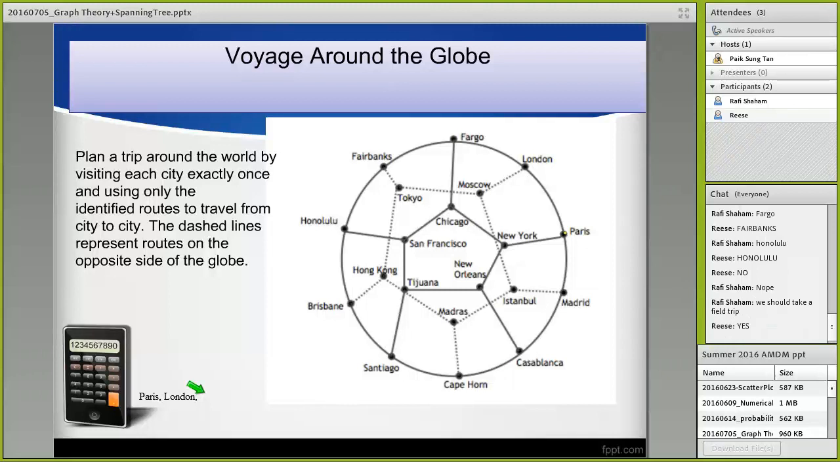I can do a video of a field trip. Brisbane. Okay, Honolulu, Brisbane, then just keep typing. The faster you type, the faster I can enter the answer here. After Brisbane is Hong Kong or Santiago? Hong Kong. Okay, you are flying to the east now. After Hong Kong, you can go to Tokyo or Madras.